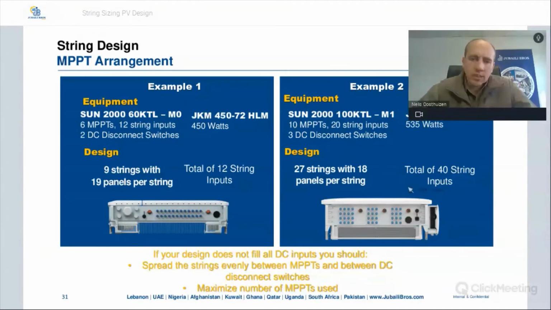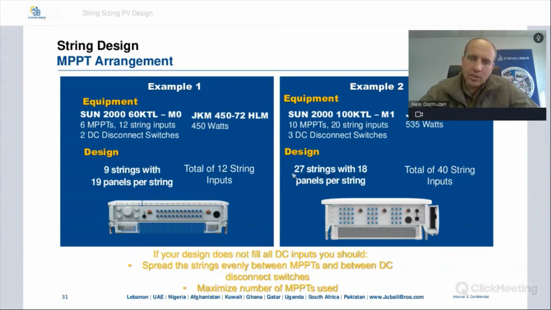Then in example 2, we've got 27 strings out of the total 40. So you've got 2 100 kTLs. So if you want to, you could divide it. So you could have 13 strings on the one and 14 strings on the other one. So again, what you would do is you would first populate one string on each one of the MPPTs. So if you're looking at a 13, that would mean all 10 MPPTs have one, you're remaining with 3, and then you can just split it 1, 2, 3 between the 3 different DC switches.